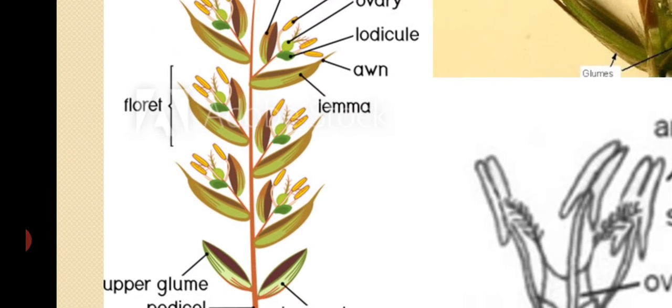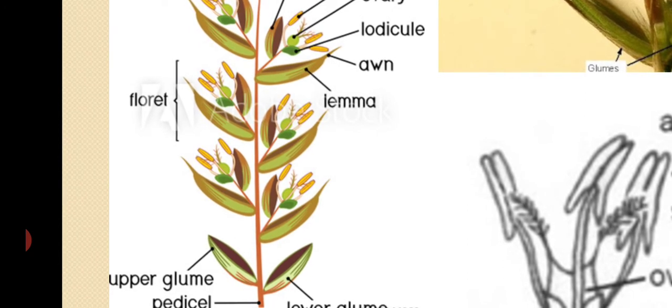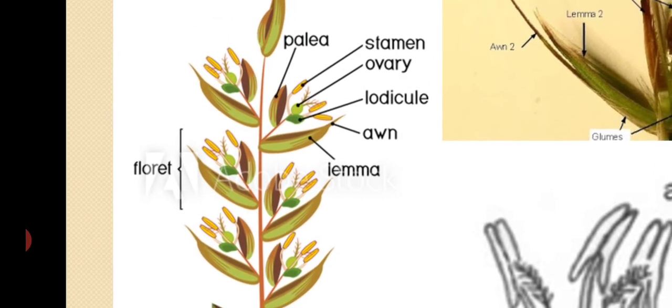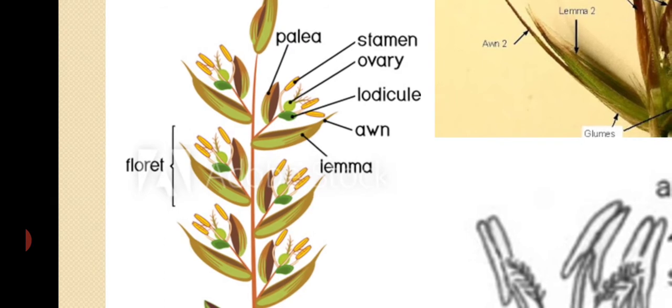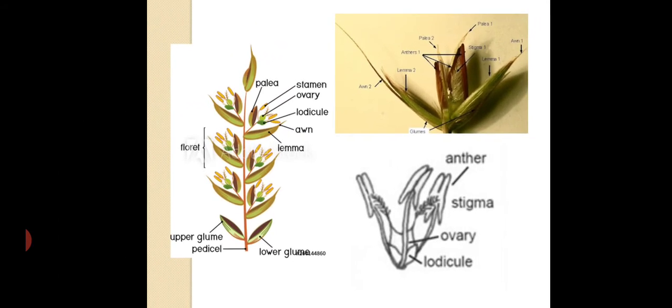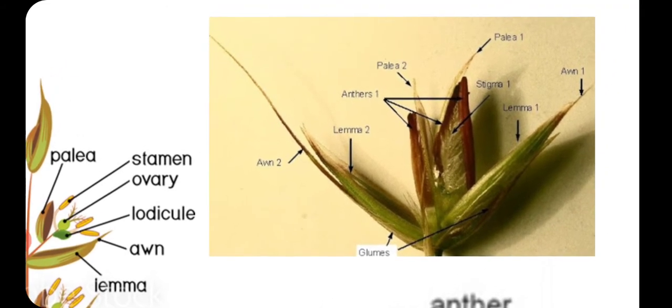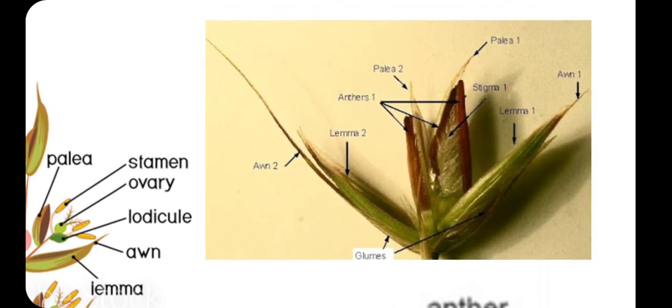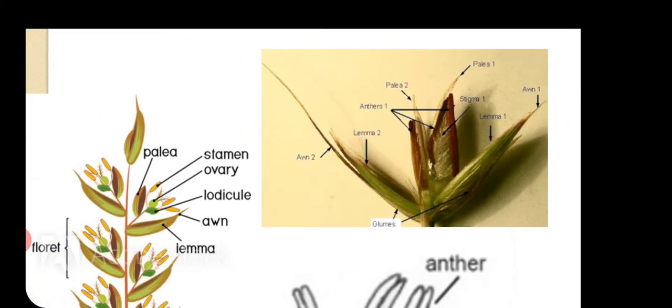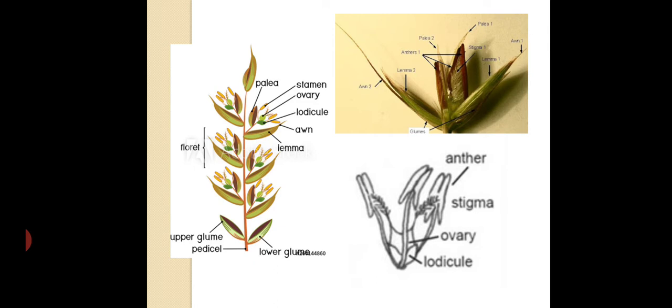Awn. And in some species both this bracteole, that is the palea, is also with an awn. And here we can see an actual one, that is awn 1 and awn 2. Here both the lemma and palea are with these prick-like or strong pointed structures, which are called awns. Okay.